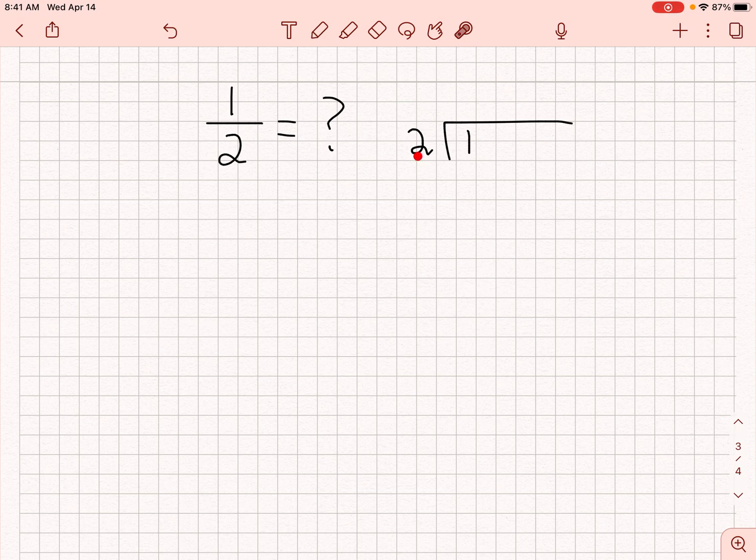And if I try to solve this, how many groups of 2 can I make with 1? I can't make any, so I need to add a decimal. A couple zeros to work with. How many groups of 2 can I make with 10? I can make 5 groups of 2. 2 times 5 is 10. If I subtract, there's nothing left over. So here again, I've just found that 1/2, in my example it was 1/2 of $1, is equal to 0.5.